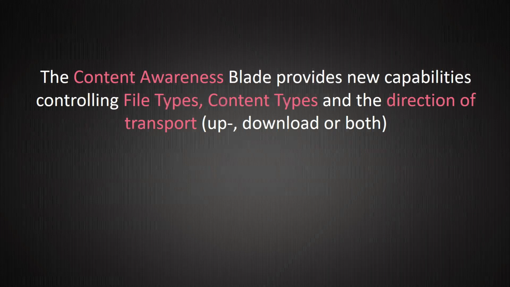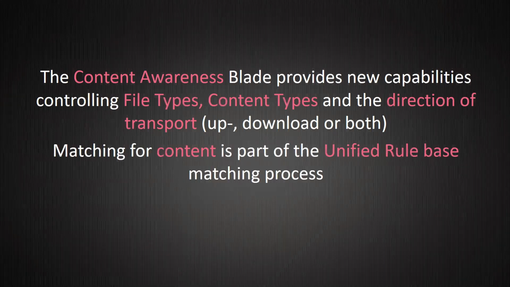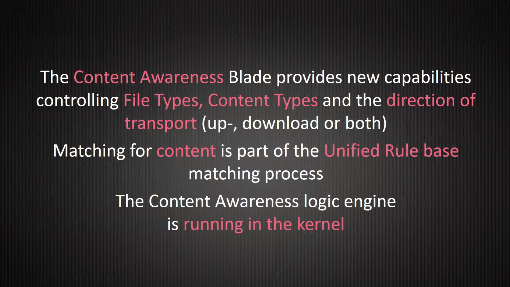The Content Awareness Blade provides new capabilities of controlling file types, content types, and the direction. Anytime you turn on content awareness, just realize that direction is important because you have to specify upload or download or both, whichever way, to be able to analyze the content. And then you're matching the content in the unified rule base within the matching process. The content awareness engine is running in the kernel.